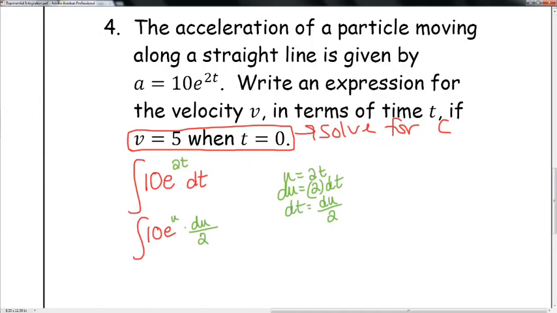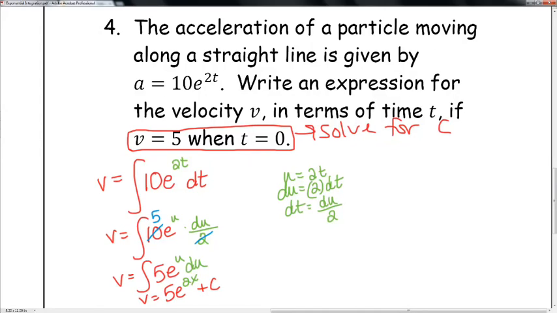And if you notice, these will cancel. And this just turns into a 5. So I have the antiderivative of 5e to the u du. And that's going to be equal to 5e to the 2t plus c. Alright, so your antiderivative is representing your velocity. So I probably should have a v here. This is your velocity function. We're finding the velocity. And so here is the general solution for velocity.